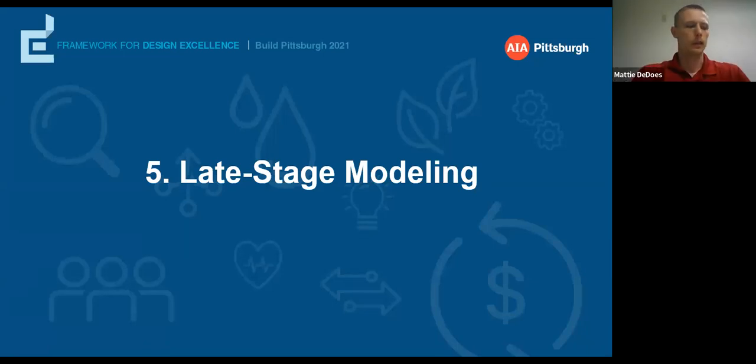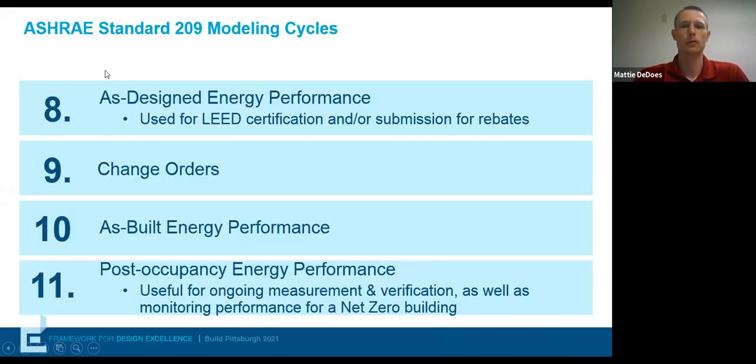So moving into the late stage, this is in the construction and post-occupancy phases of our project. And we're kind of past the point of making any decisions at this point in the project. We're just seeing how well we did. So the modeling cycles that are grouped here are our as designed, which is used for LEED certification and rebates. Similar to how we look at VE items, we can use the energy model to evaluate change orders. We can look at as built. And then the final cycle is post occupancy, where we move out of that theoretical and we start comparing our energy model to how the building is actually functioning, looking at the utility bills.